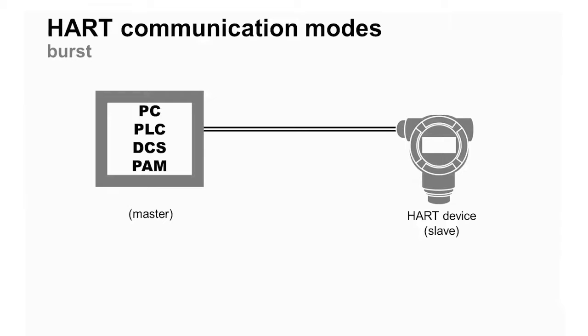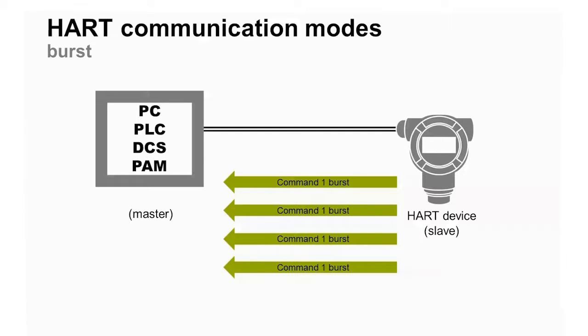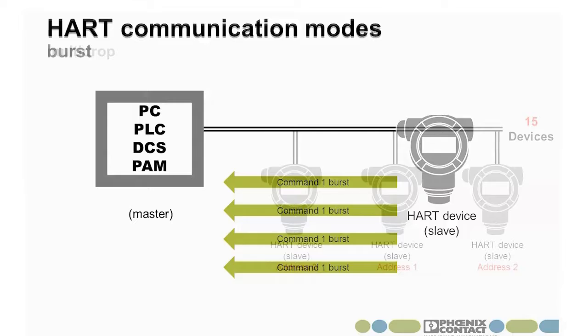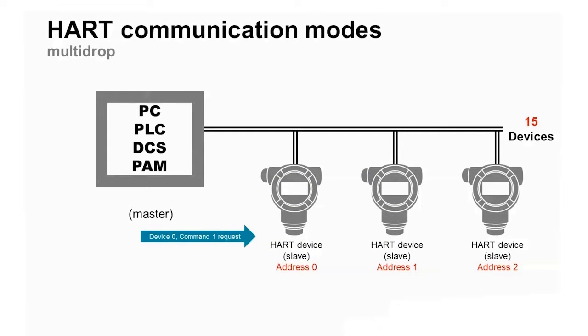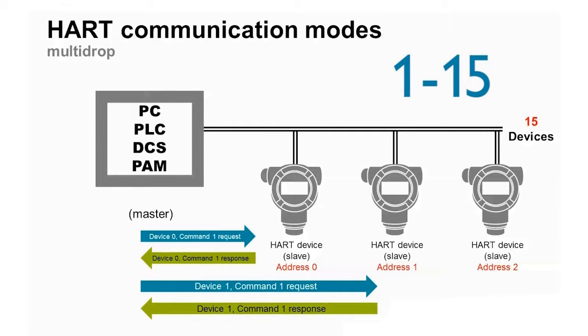There is also an optional burst communication mode that enables a single slave device to continuously broadcast a standard HART message. Higher update rates are possible with this optional burst communication mode. The HART protocol permits all digital communication with field devices in multi-drop network configurations of up to 15 devices. Each HART device must have a unique polling address from 1 to 15 for proper operation.